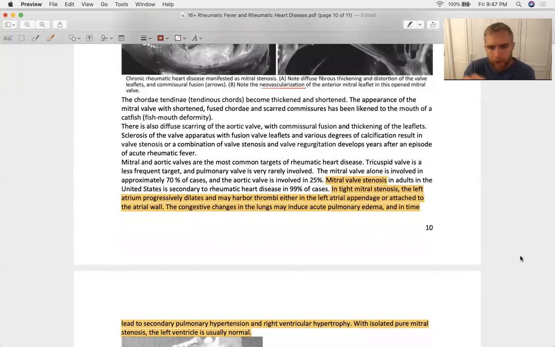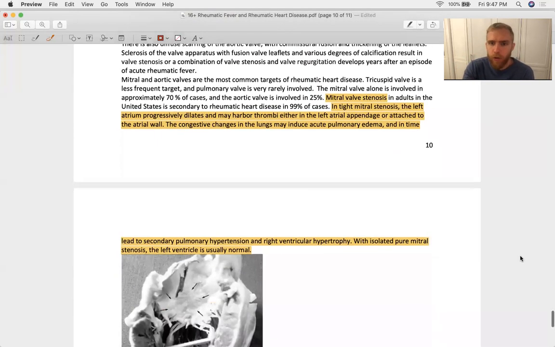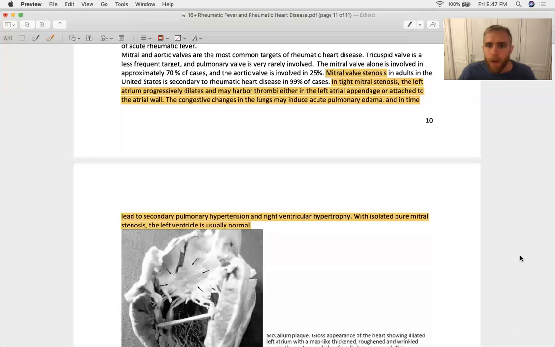Thinking about the clinical picture, back to mitral valve stenosis. Well, it's going to be a left atrial volume overload, which is going to go to a lung volume overload, which is going to go to pulmonary edema, which could be acute depending on what else is going on throughout the rest of your body. And that can be a very, very bad thing.